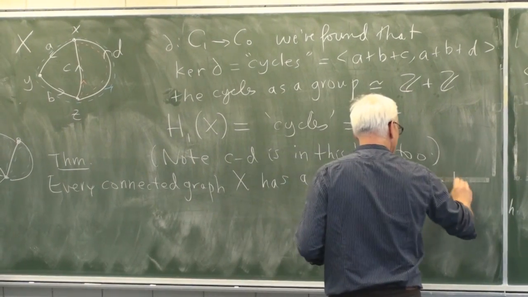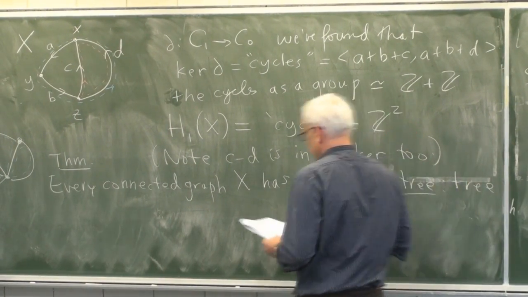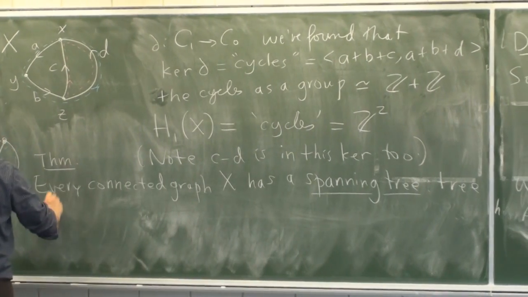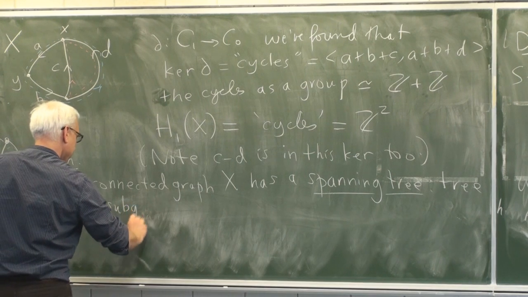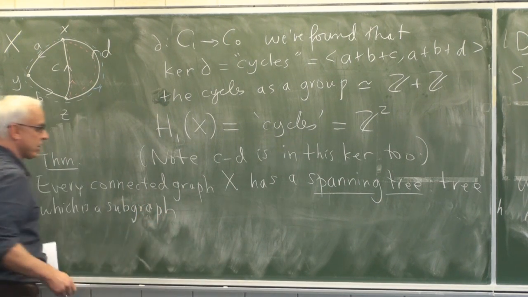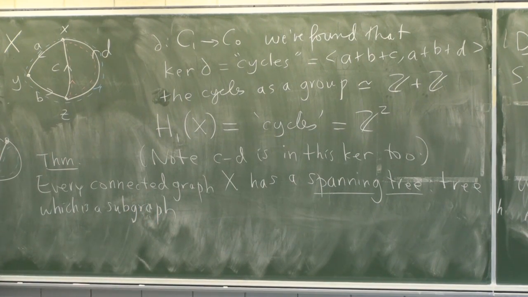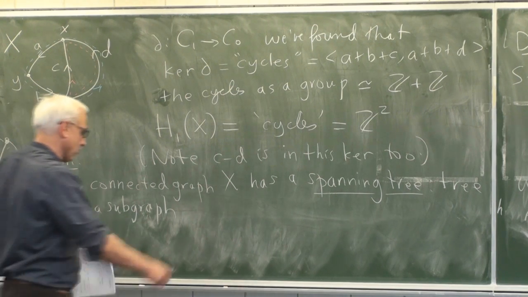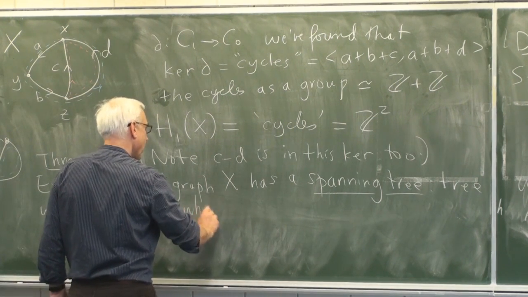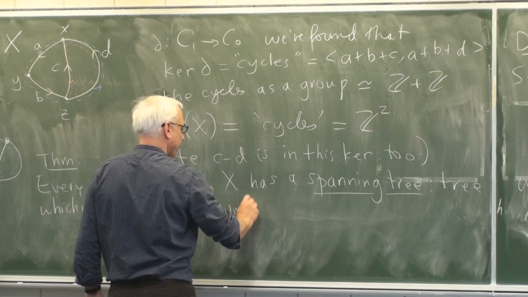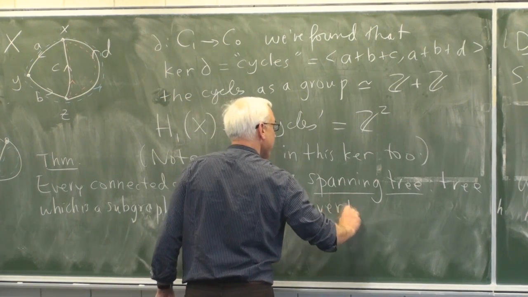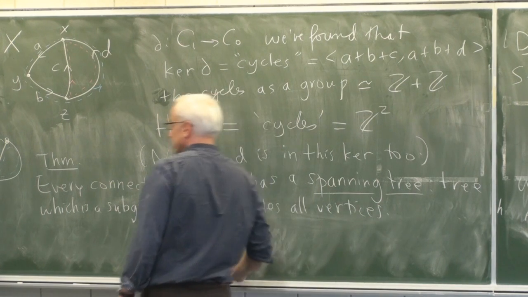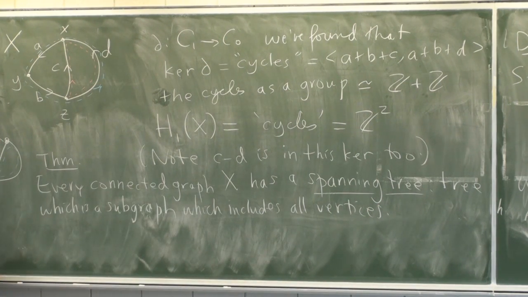Okay, what's that? That's a tree, which is a subgraph which uses all the vertices, which passes through all the vertices, or which includes all the vertices. All right, there are many different spanning trees.